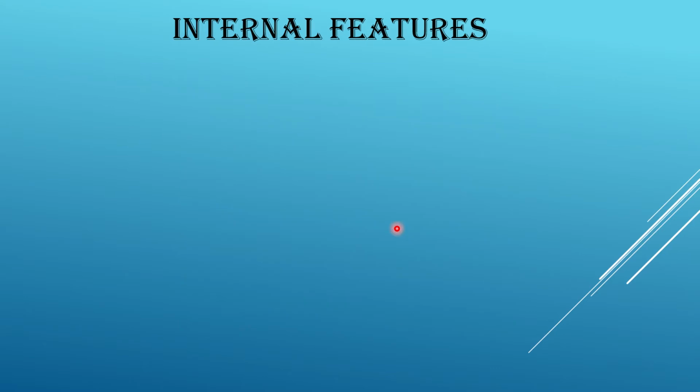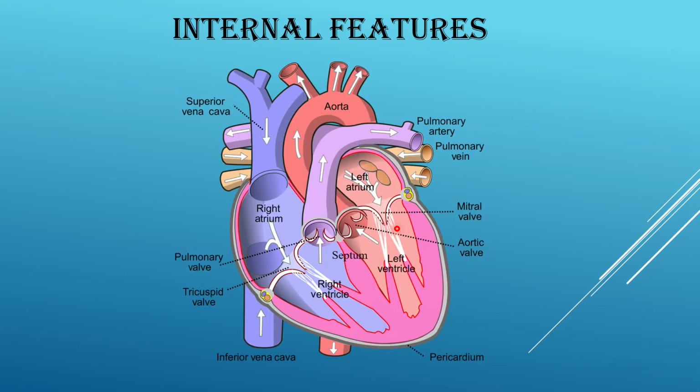Now we will come to the internal structures of the heart. In the internal structure, we'll see the chambers of the heart, the blood vessels associated with it, and the valves that control the flow of blood in the heart or regulate it to flow in a single direction.